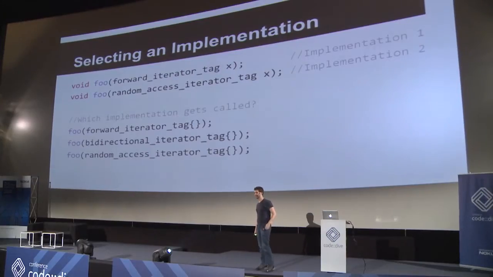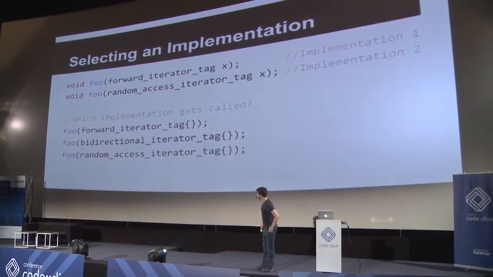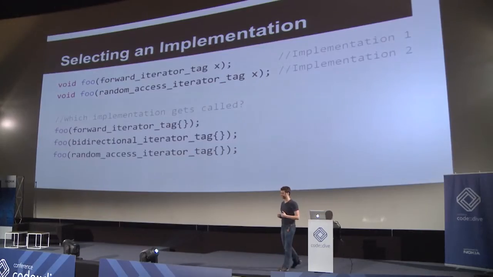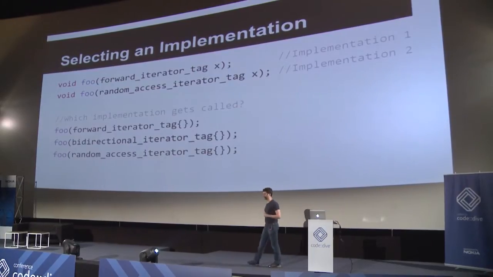How about when I call it with a bidirectional iterator tag? It's the first one. The reason it's the first one is that a bidirectional iterator tag is a forward iterator tag because of inheritance. And for the last one, for the random access iterator tag, I get the second overload. That is a little bit more complicated because a random access iterator tag is a forward iterator tag, but the second overload is more precise. So both work. The second one's more precise. That's the one that would get chosen.